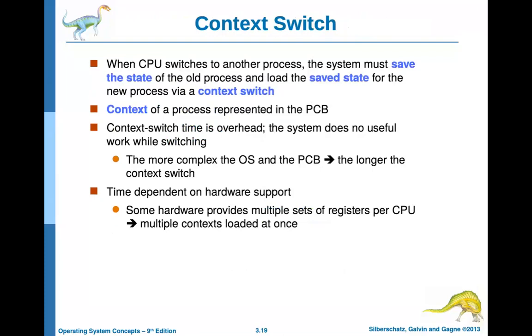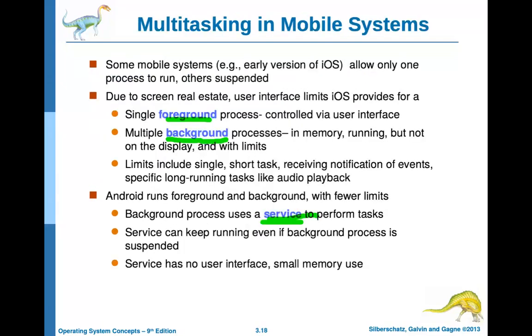Context switch, I think we already discussed this part. When the CPU switches from one process to another process, the system must save the state of the old process and load the state of the other process to which you want to switch. Okay, and this process is called context switching. I hope we already went through it.